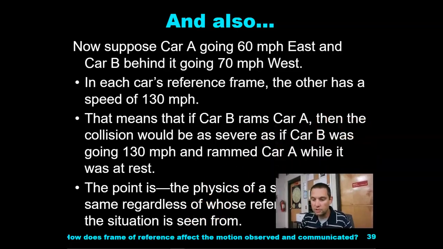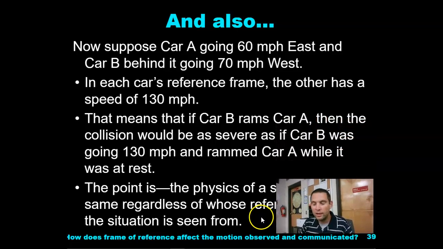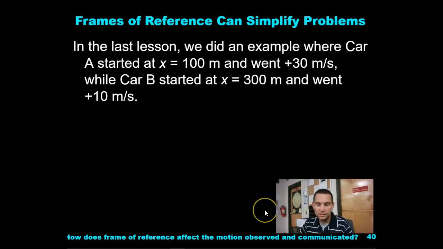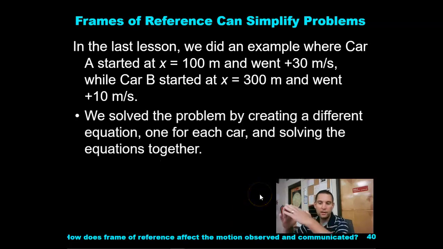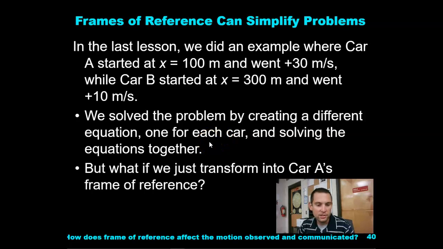So it matters who's doing the communicating, but at the same time it doesn't. Physics is still going to stand. Last lesson we did an example where car A started at 100 meters and went 30 meters per second, while car B started at 300 meters and went 10 meters per second. And then they met on the graph. We solved that problem by creating a different equation, one for each car, and solving the equations together.